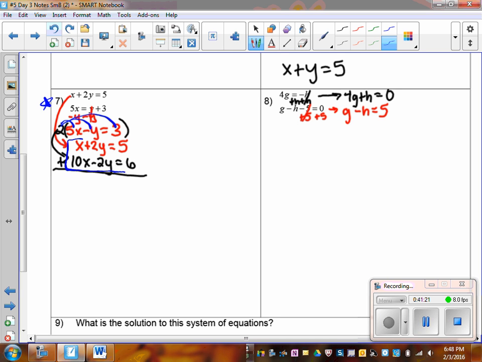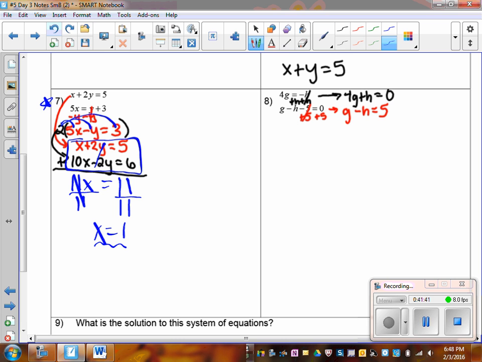So now I have my 2 new equations, and these are what I'm adding together. When I add these together, I get x plus 10x is 11x. 2y and -2y cancel out. 5 and 6 is 11. So then divide by 11, I get x equals 1.